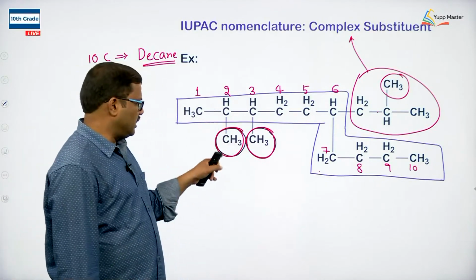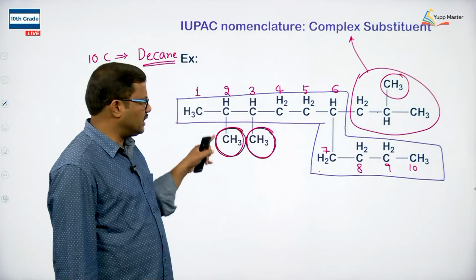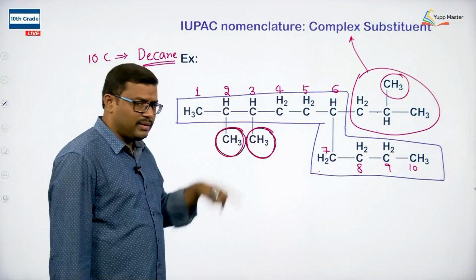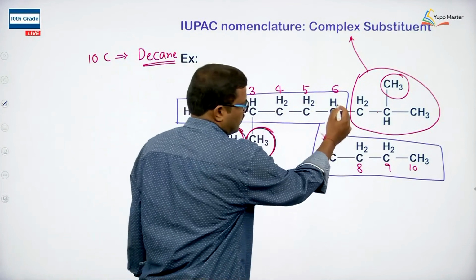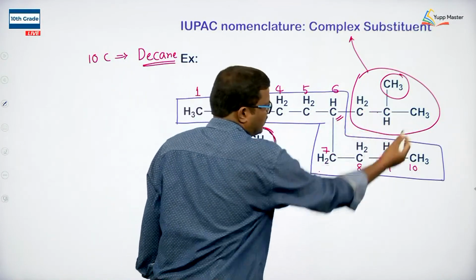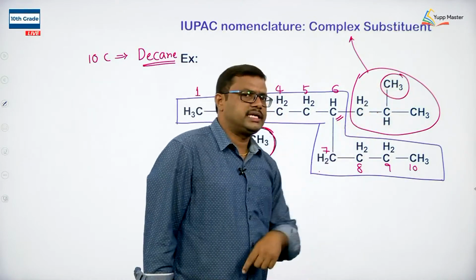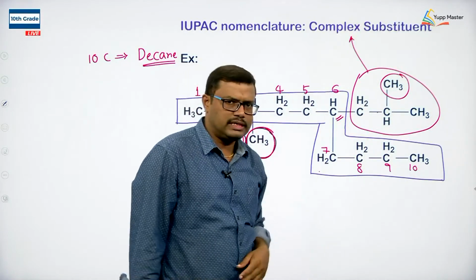We have a substitution at the second position, that is methyl is present. At third carbon we have one more methyl. So it is 2,3 dimethyl. But at sixth position, if you observe on this carbon, we have a substitution and on this substituent still some more branching is present. So this is the complex substituent that is present.